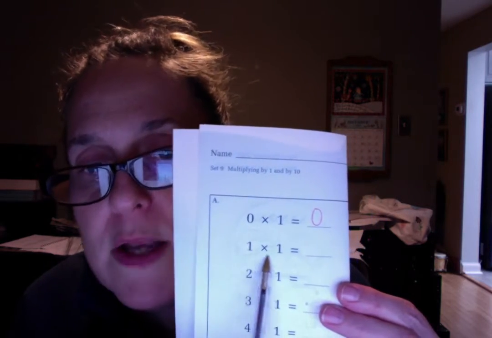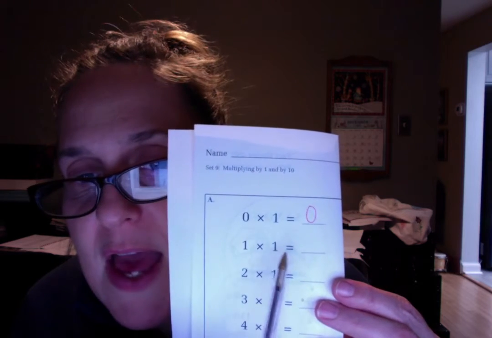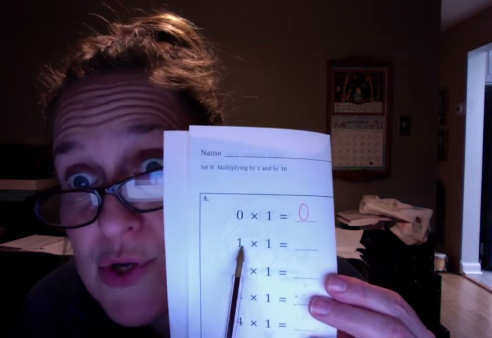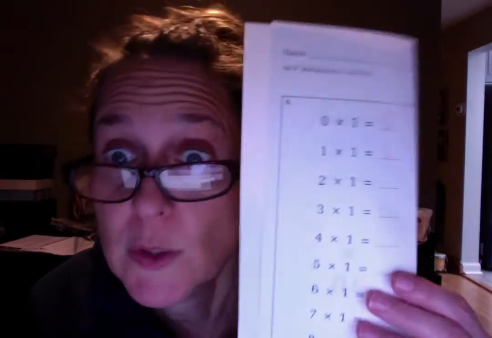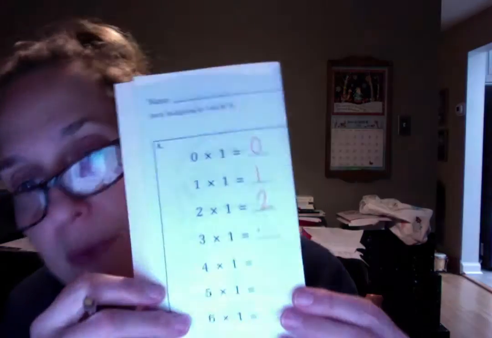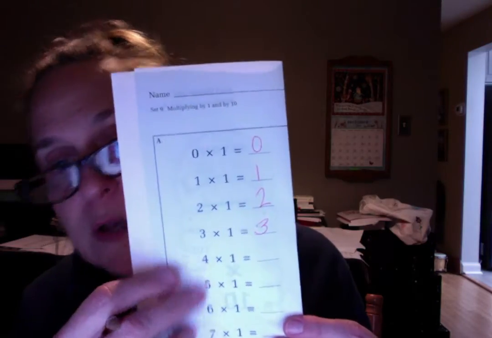Okay, 1 times 1. 1 times any number is the other number. Just like 1 times 0 is 0, 1 times 1 is the other number, which is 1. That's like saying you have one group of 1, and that's 1. 2 groups of 1 would be 2. 3 groups of 1, 3. 4 groups of 1, 4. 5 groups of 1, 5. 6 groups of 1, 6. 7 groups of 1, 7.